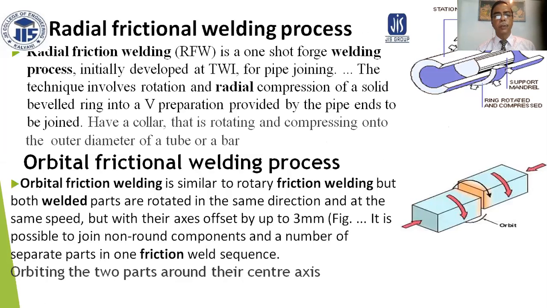Radial friction welding processes. Radial friction welding is a short forge welding process initially developed by TWI. For pipe joining, the technique involves rotational and radial compression of a solid bevel ring into a key position provided by the pipe ends to be joined.